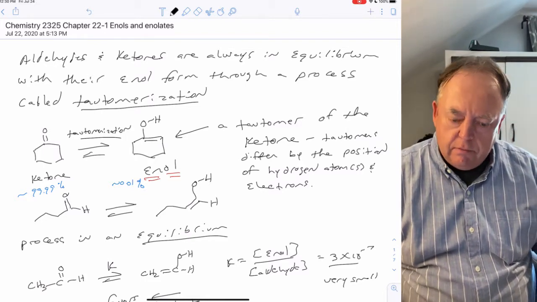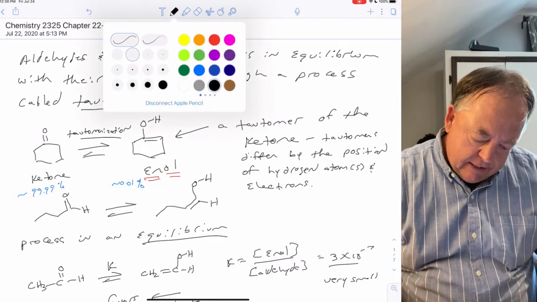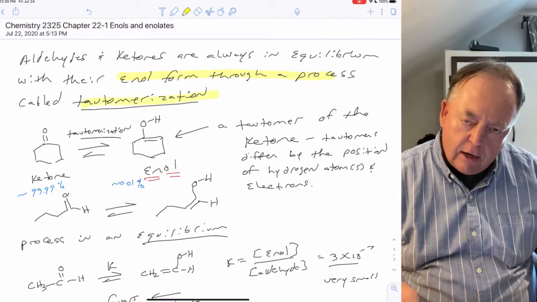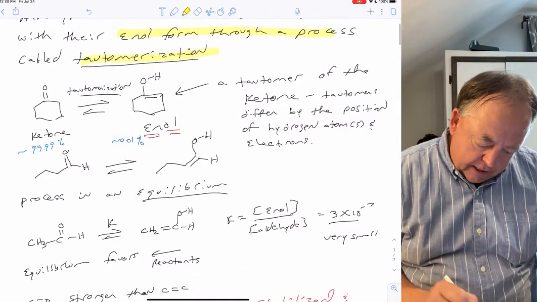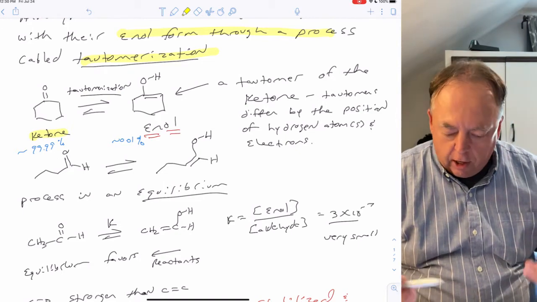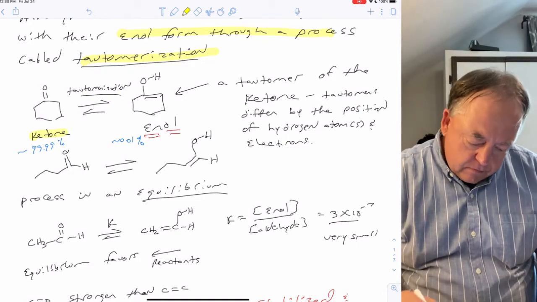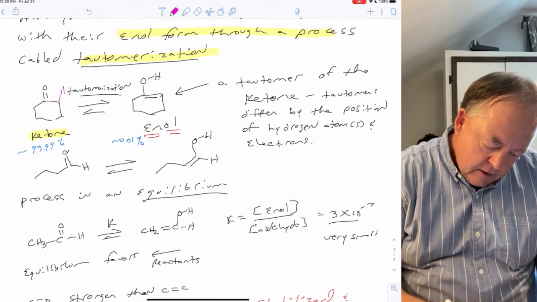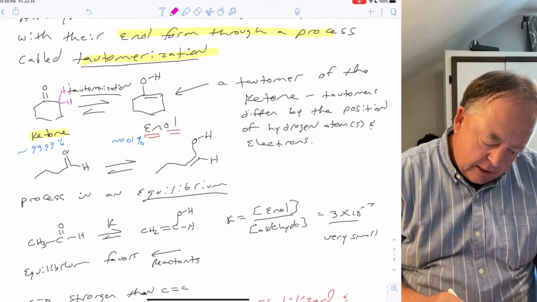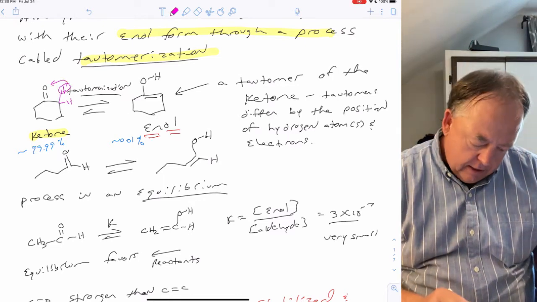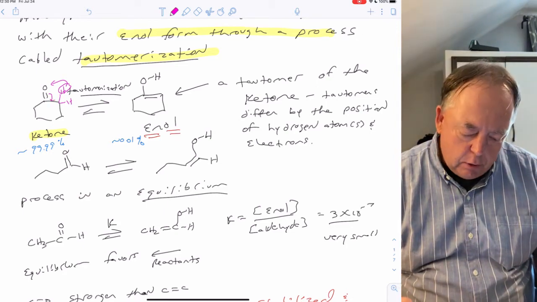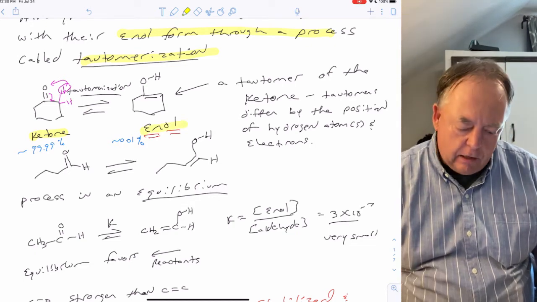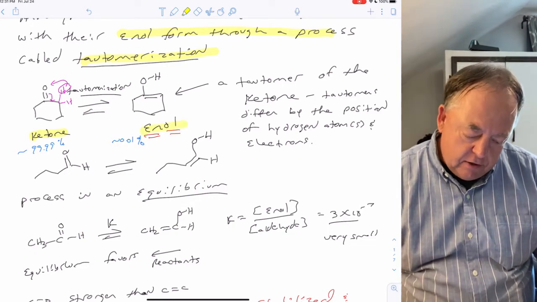We talked about this a little bit before in previous chapters, but aldehydes and ketones are always in equilibrium with their enol form through a process called tautomerization. So if we take a ketone and we tautomerize it, this is not the mechanism, this is just a way to think about the process, how to get the enol. We're basically going to take a hydrogen and move it onto the oxygen and take the double bond and move it down into its place, and then you have the enol. That's not the mechanism. We'll go through the mechanism in a little bit. That's just a way to think about how to get the enol.